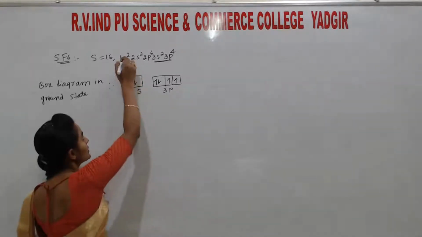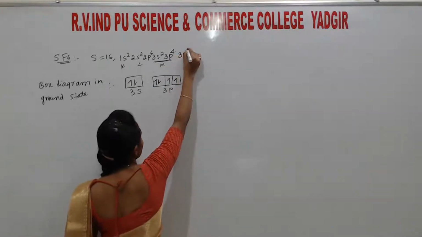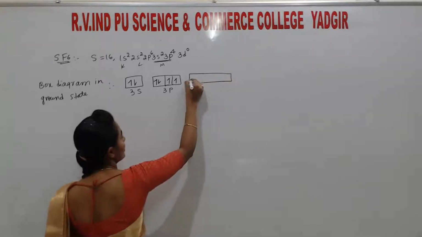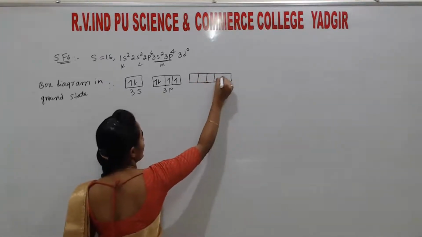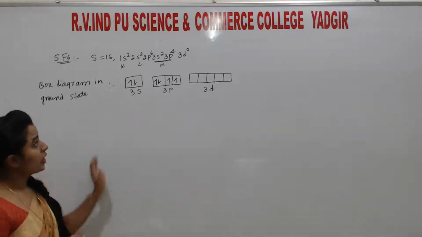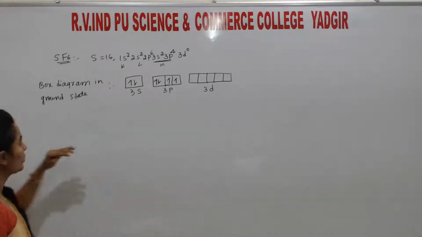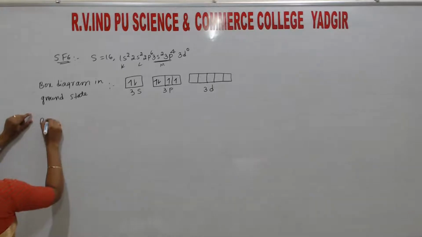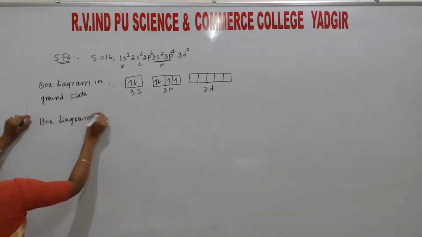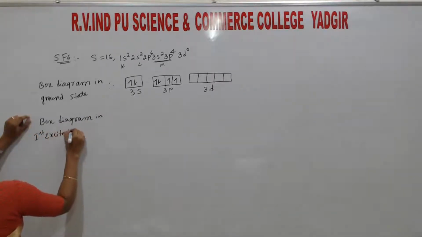Students, this is K shell, this is L shell, M shell means of course 3d is also there. We need to write the d orbital here, 1, 2, 3, 4, 5. That is the 3d orbital. Initially, at ground state, there is no electron in this d orbital. Next, the second one: box diagram in first excited state.